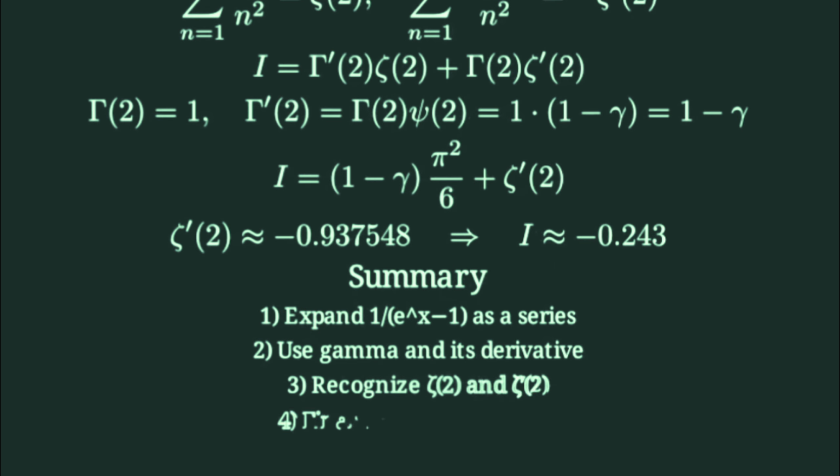Let's summarize the key ideas. We expanded 1 over e to the x minus 1 as a series. Then we used the gamma function and its derivative to evaluate the integrals. Finally, we recognized the zeta function and its derivative. This gives an elegant closed form involving zeta prime of 2 and Euler's constant. That's the full solution to the zeta-gamma integral.